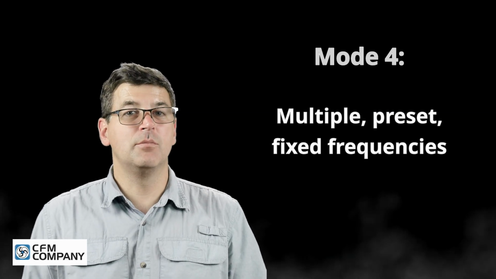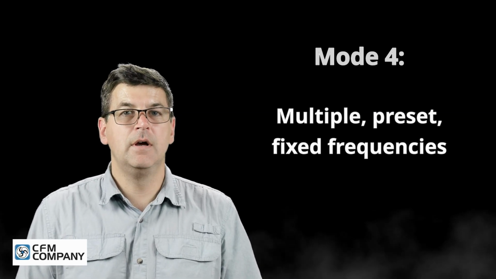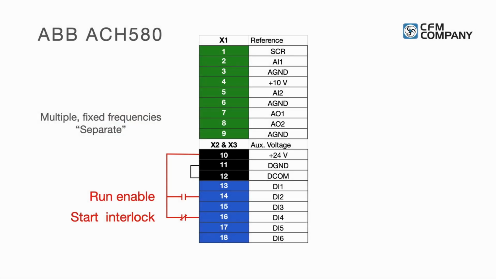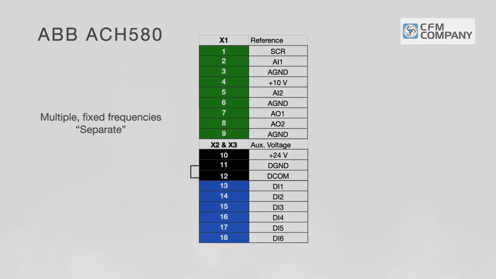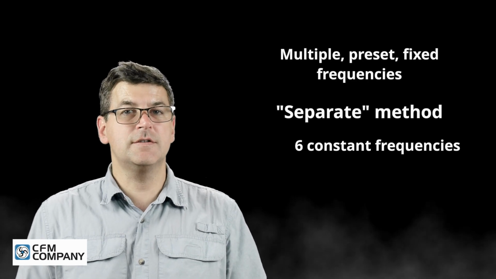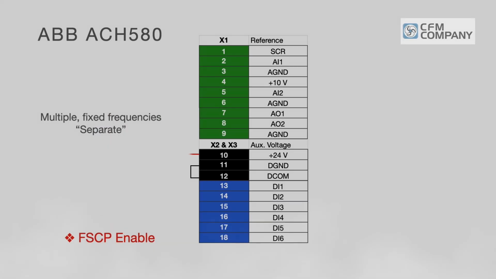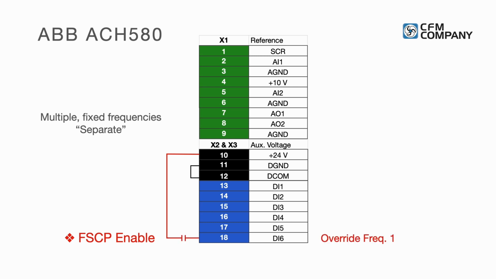The drive can operate using multiple preset fixed frequencies. There are 2 methods to select multiple constant frequencies. If there are no additional start interlocks or run enables used, the separate method allows up to 6 constant frequencies to be selected using 6 individual digital inputs. A normally open contact is closed and override is activated. This closed contact also activates override frequency 1. This contact remains closed to keep the override mode active. As events in the building change, the fire sequence can close additional normally open contacts to activate additional frequencies.